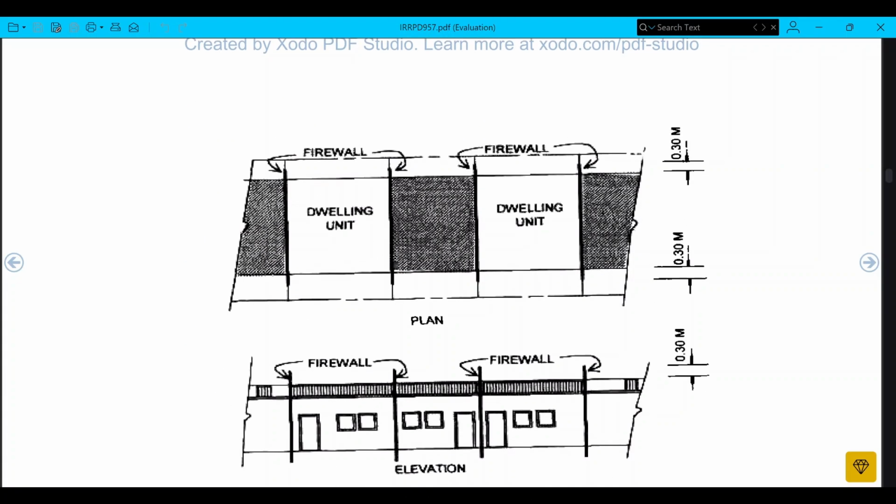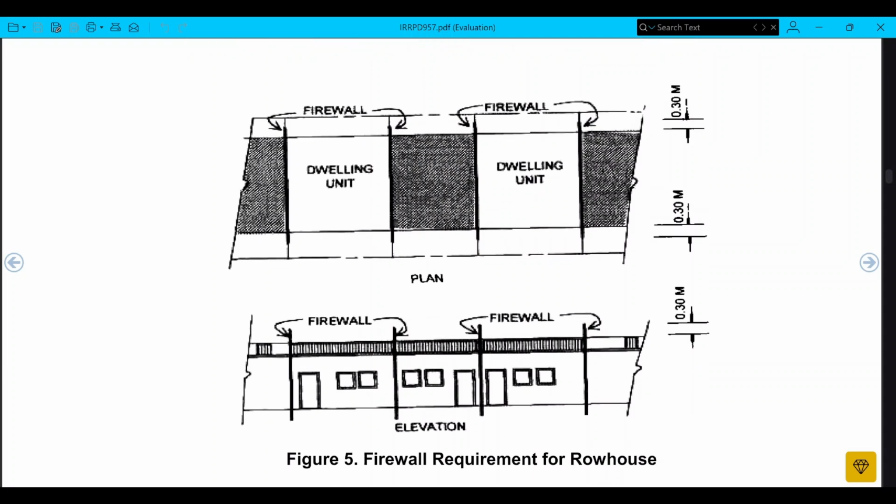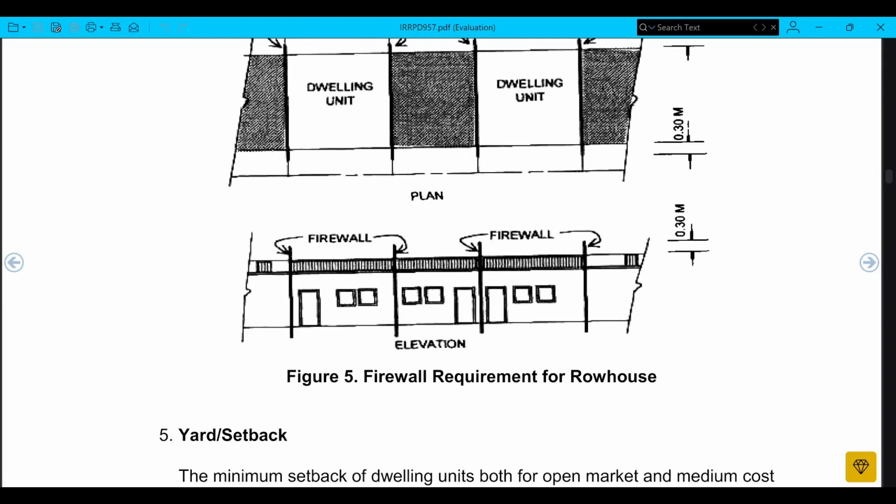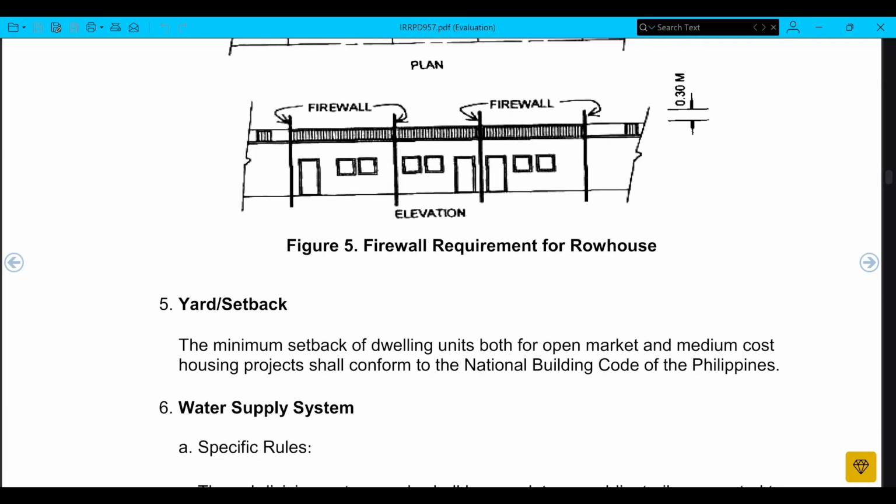So Figure 5 is showing the firewall, like 0.3 meters setback from the front and back of the dwelling unit, and also on top there should be 0.3 meters. Figure 5, firewall requirements for row house.